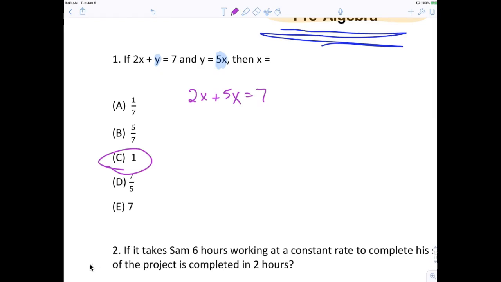Everybody okay with that? Guys, I want you sitting down properly in the chairs. Sit down in the chairs correctly.